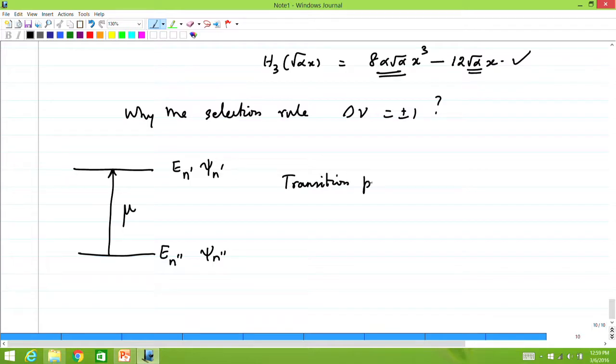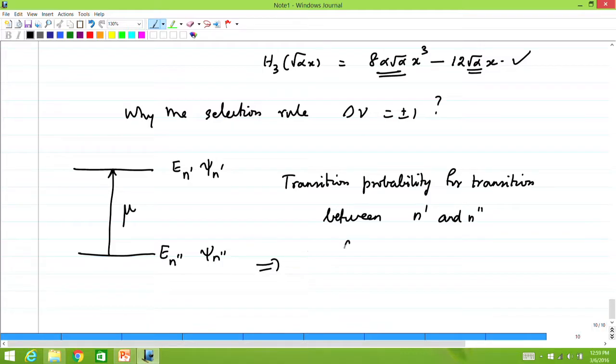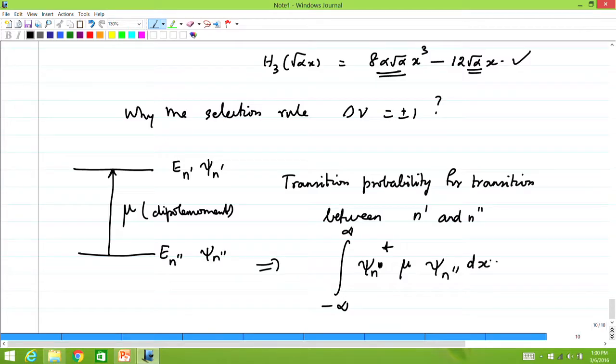In fact, the transition probability, this is a statement, you have to take it from me. The transition probability for transition between n prime and n double prime is given by the absolute square of the integral from minus infinity to plus infinity psi n prime star mu, which let me not write, mu is the dipole moment here, not the reduced mass, mu dipole moment psi n double prime dx.